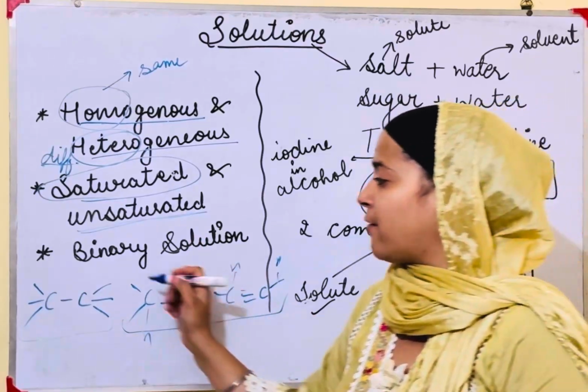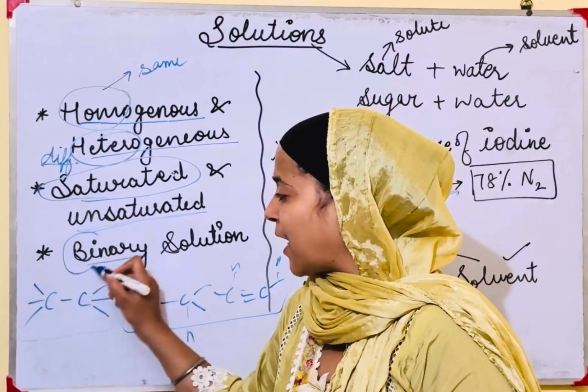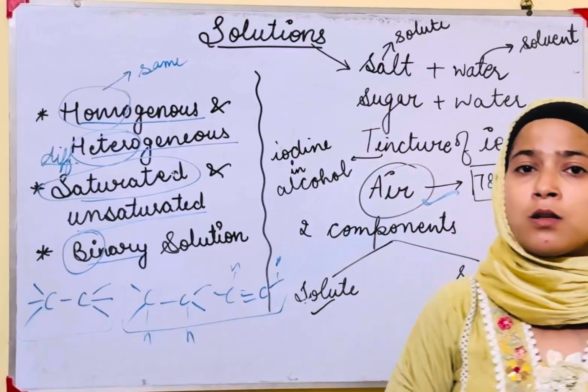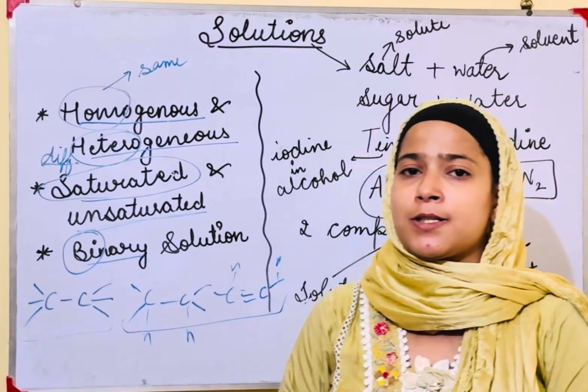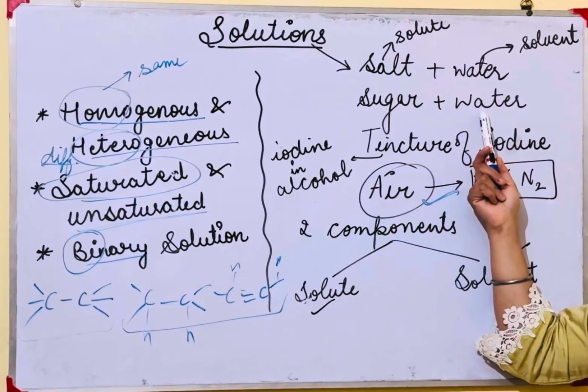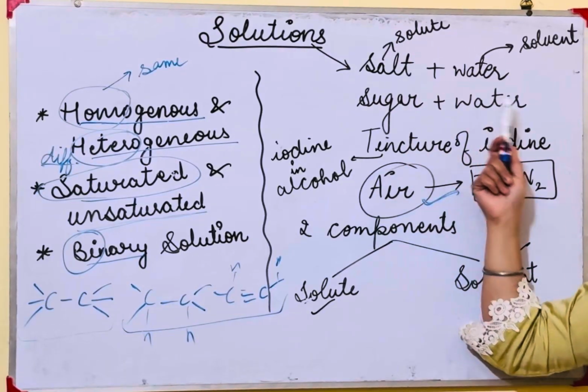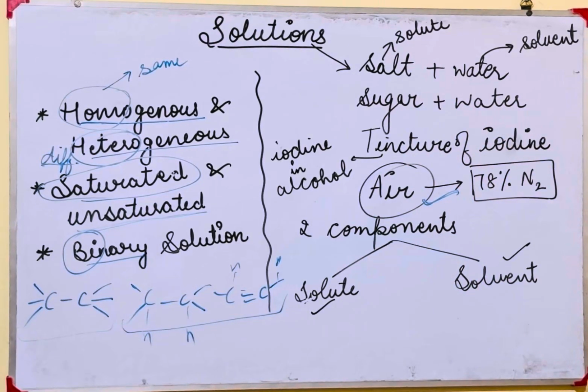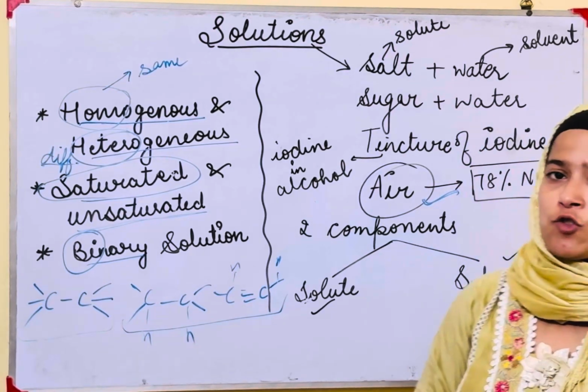Next come to binary solution. Binary means, bi means two. The solution which has two components. If we talk about all these, sugar in water, sugar is one component and water is another component. So these are examples of binary solutions.